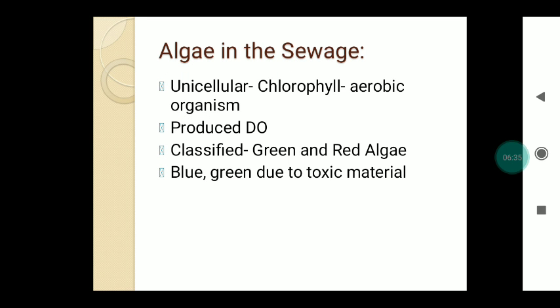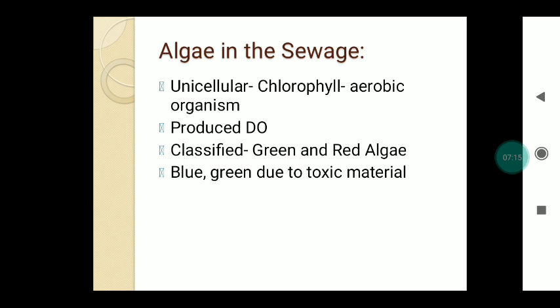The second microorganism is algae in the sewage. Algae are unicellular plants containing chlorophyll. Chlorophyll is the color pigment which occurs in green plants or colored plants. Due to the chlorophyll, plants utilize it for photosynthesis, and due to which they produce oxygen and utilize carbon dioxide for their growth or producing new cells. These algae produce dissolved oxygen in the sewage by the photosynthesis process. Algae use sunlight as a source of energy for photosynthesis.